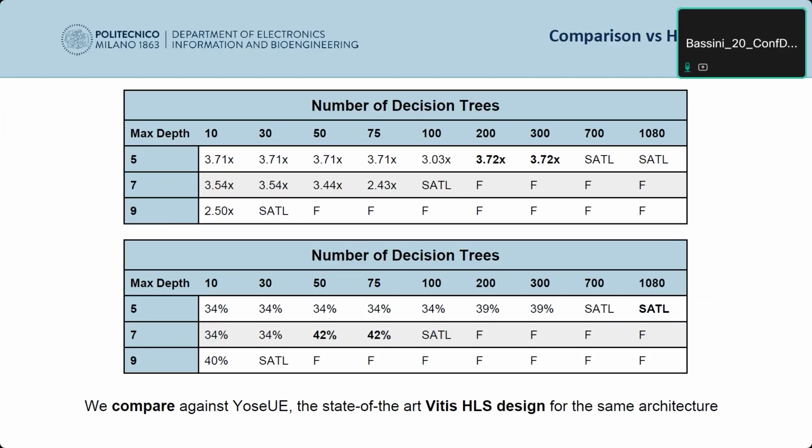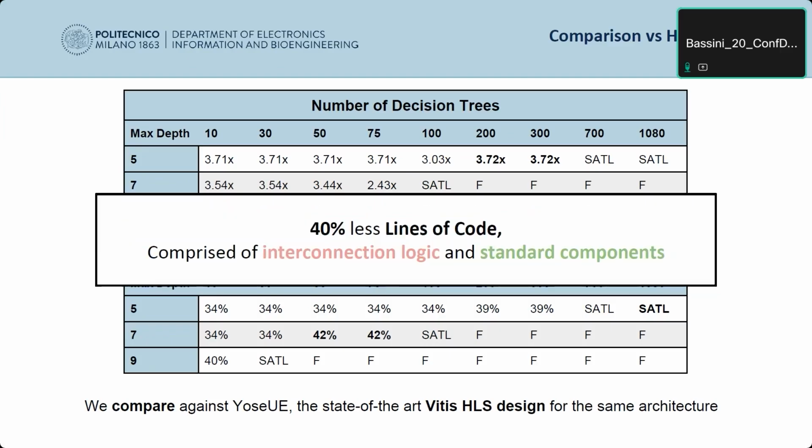So in conclusion, we also compared our implementation to an implementation which was handwritten Chisel code without the SATL library, to evaluate basically the impact of using the library as opposed to handwriting all the code. You can see that we save 40% in the number of lines of code, and in particular, we note that all this code is mainly comprised of interconnection logic and standardized components, which did not need to be handwritten if you had the support of an appropriate library.